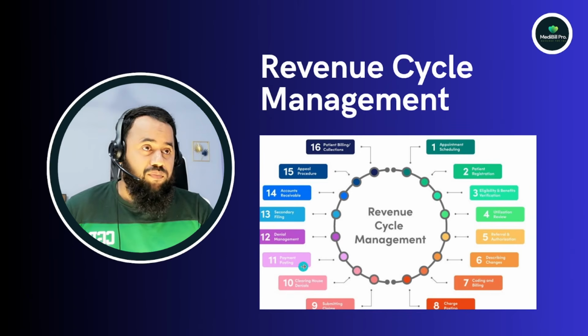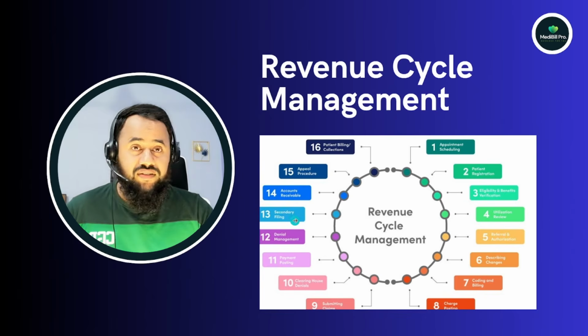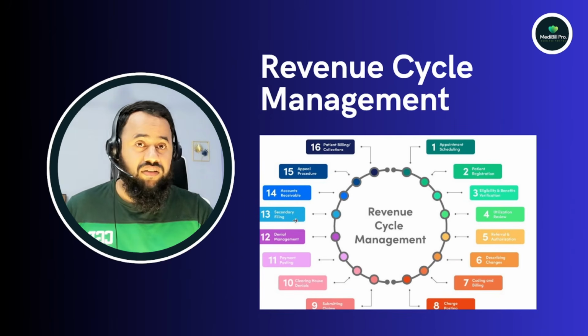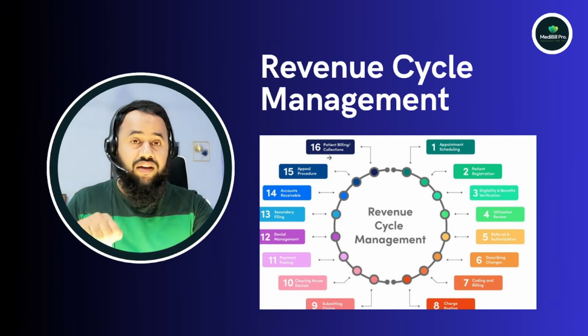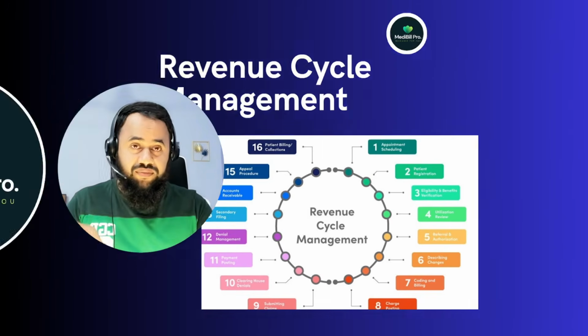Next, we have payment posting. We can simply post the payments. Denial management, secondary filing. If there is a secondary insurance for that patient, then we can submit that secondary claim to the insurance company. Accounts receivable, appeal procedure, patient billing, and collections. So in this way, we can get through all these steps.